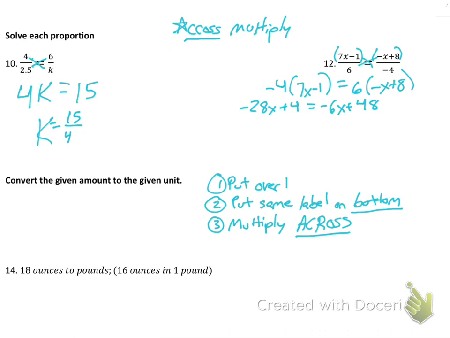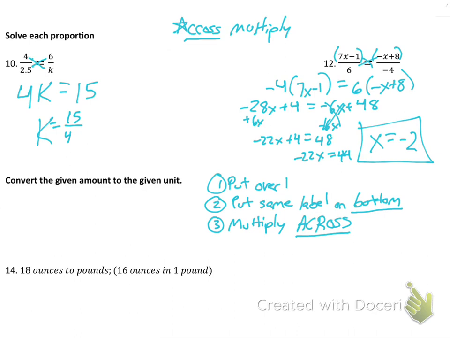If we keep going from there, I'm going to get the x's to one side. I'm going to add 6x to each side. That's going to give me negative 22x plus 4 is equal to 48. I'm going to subtract 4 on each side, so negative 22x is going to be equal to 48 minus 4, which is 44. Then I'm going to divide each side by negative 22, and x is going to be negative 2.